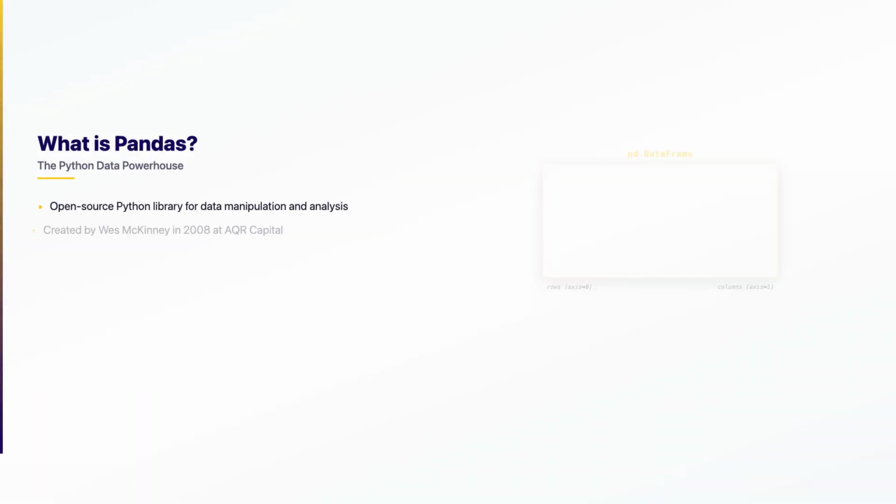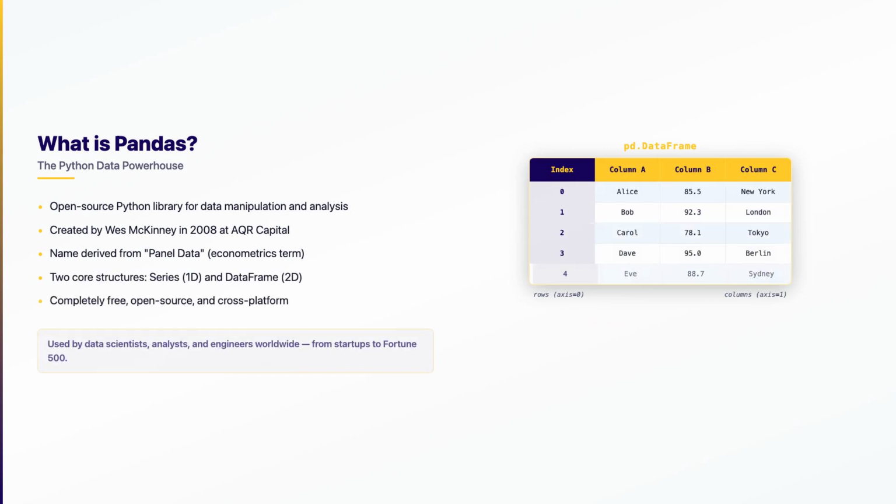So what exactly is Pandas? Pandas is a free open-source Python library designed specifically for data manipulation and analysis. It was created by Wes McKinney in 2008 while he was working at a hedge fund and needed a better tool for financial data analysis. The name Pandas actually comes from panel data, a term from econometrics referring to multidimensional structured datasets.